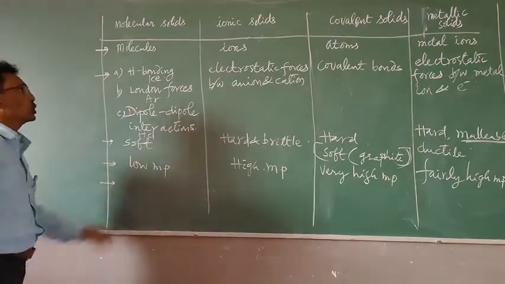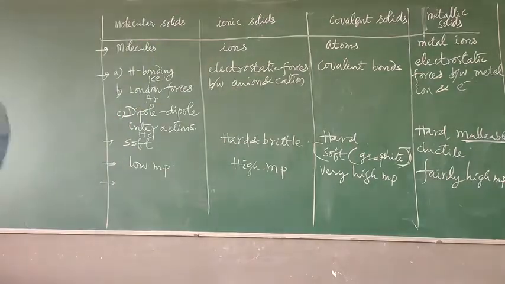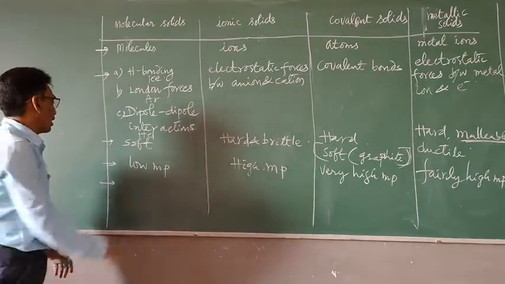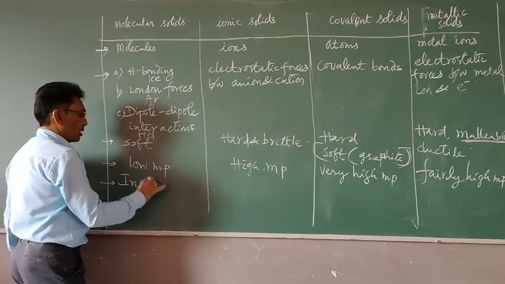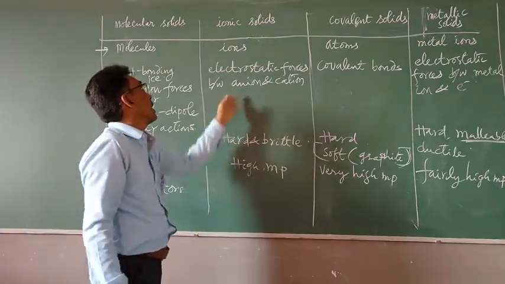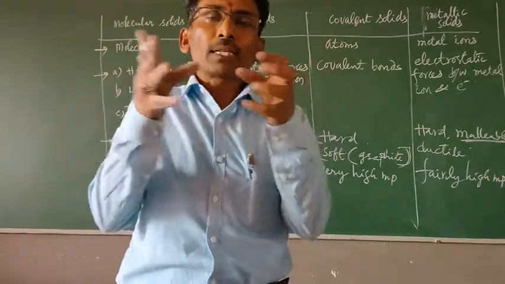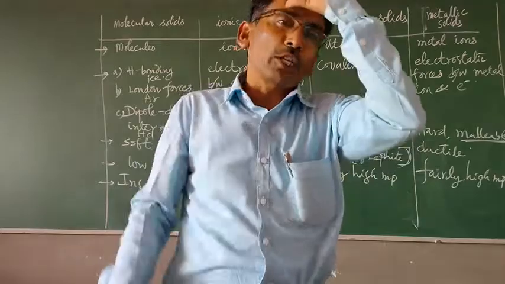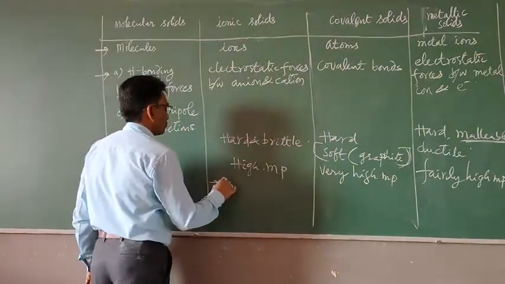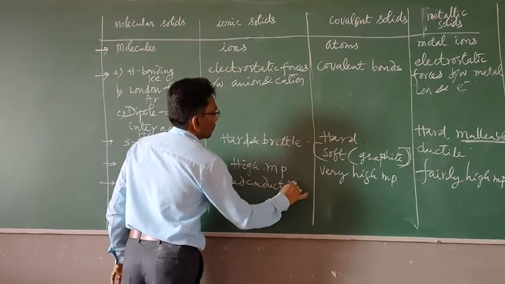Which kind of solid is able to conduct electricity? That is very important. Yes, no chance for molecular solids, so they are insulators. They do not conduct electricity. And what about solid NaCl? In solid NaCl, Na plus and Cl minus ions are at fixed positions, so it is a bad conductor in the solid state.